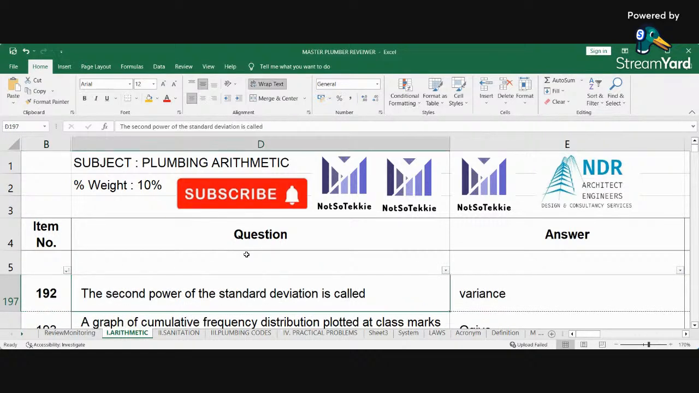192. The second power of the standard deviation is called variance.